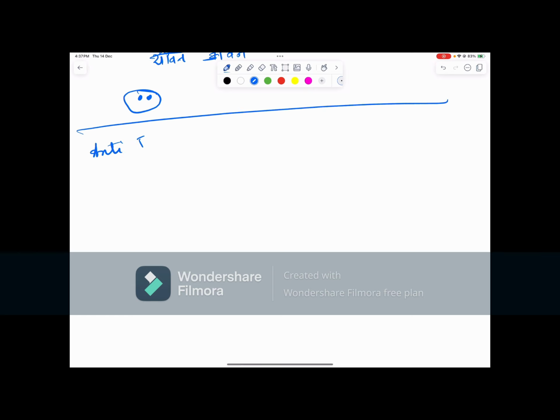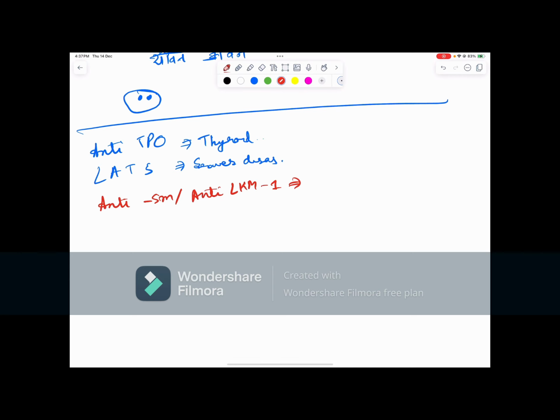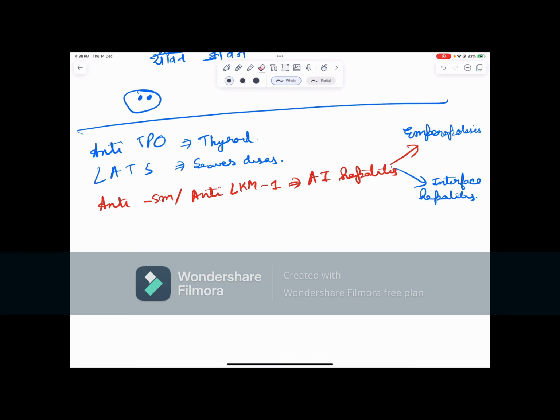Anti-TPO for thyroiditis, long acting TSH receptor, Graves' disease. Now anti-LKM1 is autoimmune hepatitis. It is associated with emperipolesis and interface hepatitis. Remember, anti-Sm or anti-LKM1, it is associated with autoimmune hepatitis. Now, it causes emperipolesis or interface hepatitis. So you can remember that vowels will stick together: A, E, I.